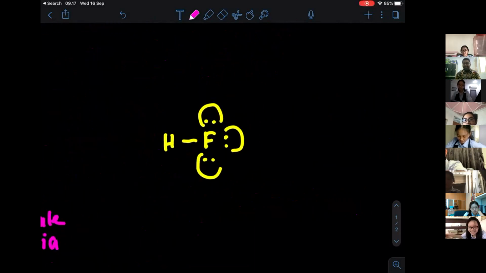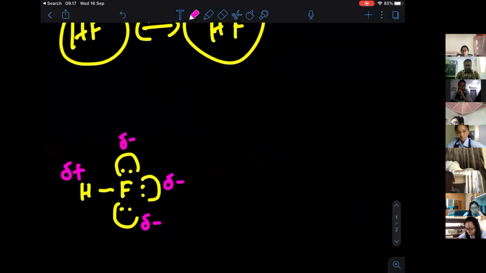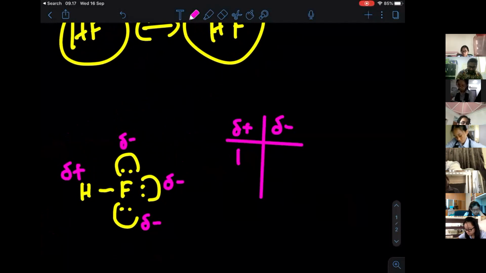If you have HF, how will it look now? This one, the question that Josh was asking. Let's have a look at how many delta negative you have. Delta negative, delta negative, delta negative. This is going to be delta positive. If I want to look at how many delta positive I have, only 1 molecule, and I have 3 delta negative, 3 delta negative.